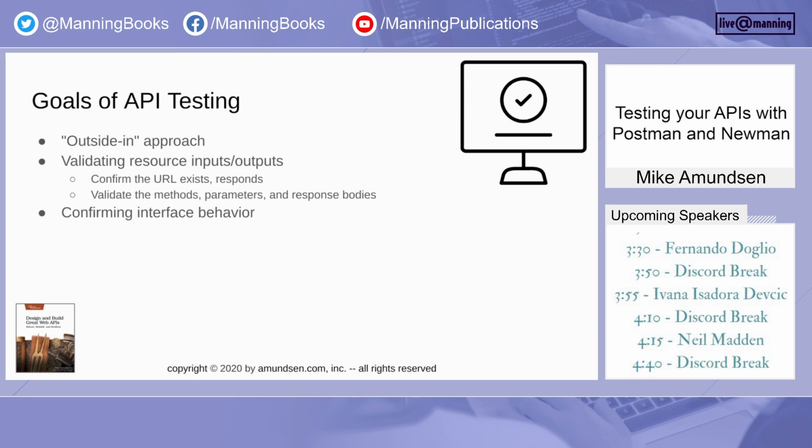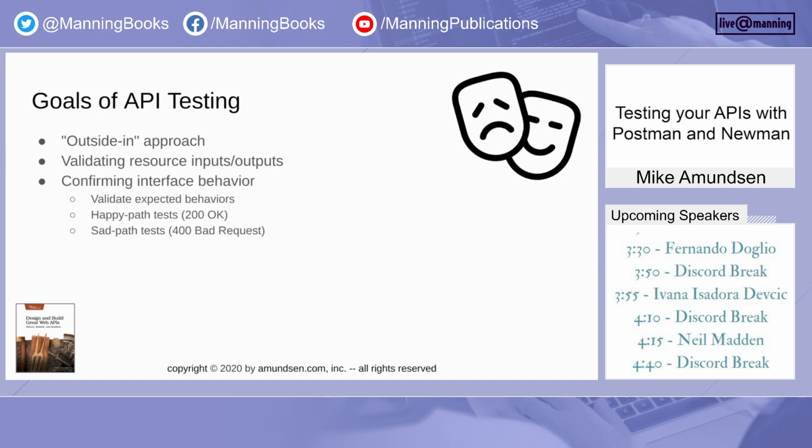Is the URL valid? Does it actually respond to the method we're using? Can we send the proper inputs and get the proper outputs back? That's really that sort of first level probe kind of testing. It's not really detailed testing, but at least it gets us to the point where we're getting started. You can think of it sort of as unit testing for APIs kind of approach.